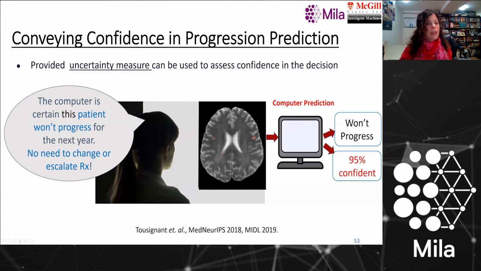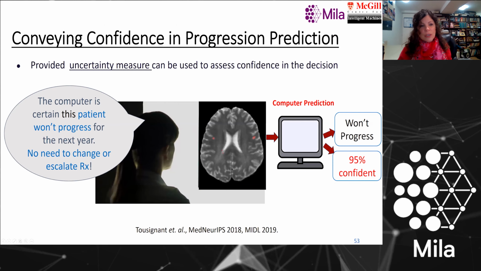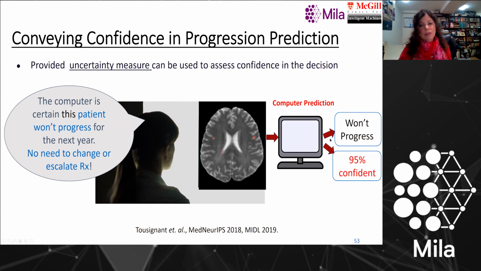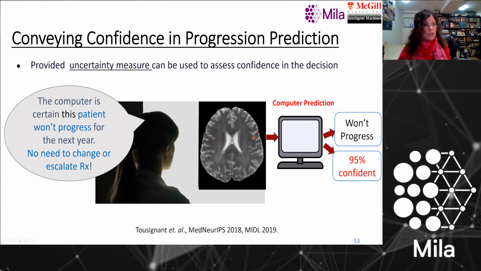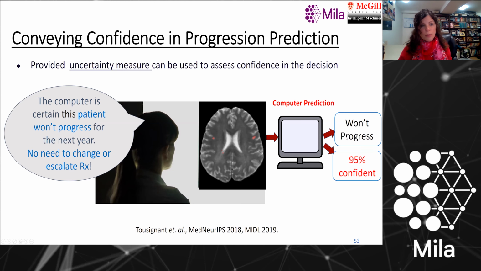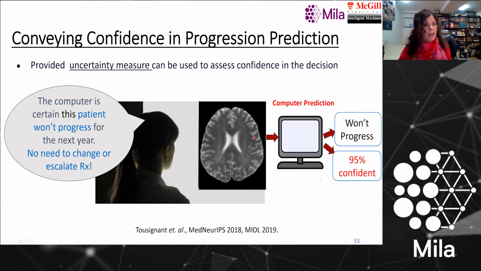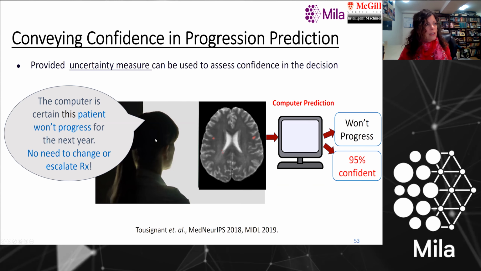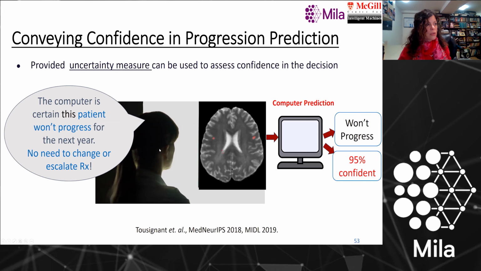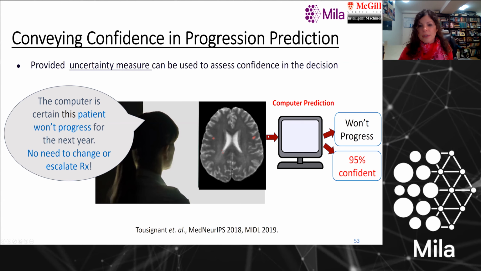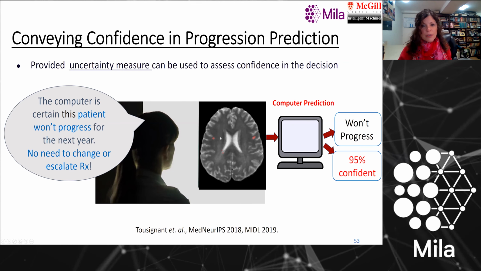Much more importantly as well, we also have the uncertainty in the output. So we provide an uncertainty measure that can be used to assess the confidence in the decision. So the clinician gets an output, for example, this patient won't progress, and the degree of confidence in that assertion. So the clinician could then say, okay, the computer is certain this patient won't progress, and so maybe I will not give, for example, the high risk medication.